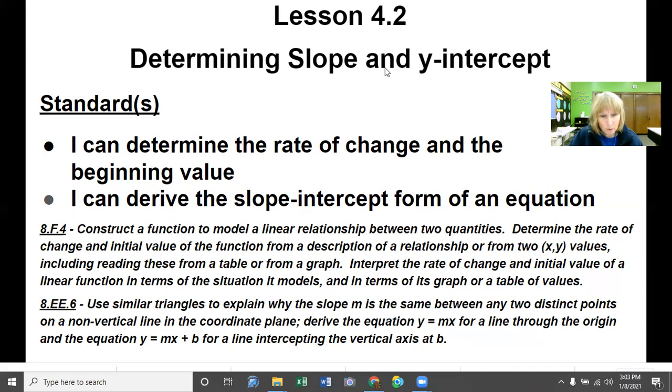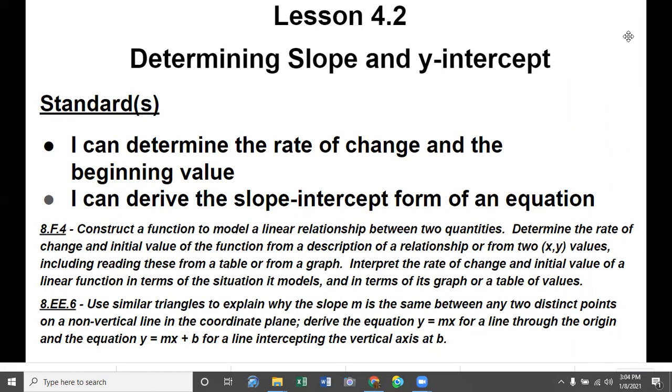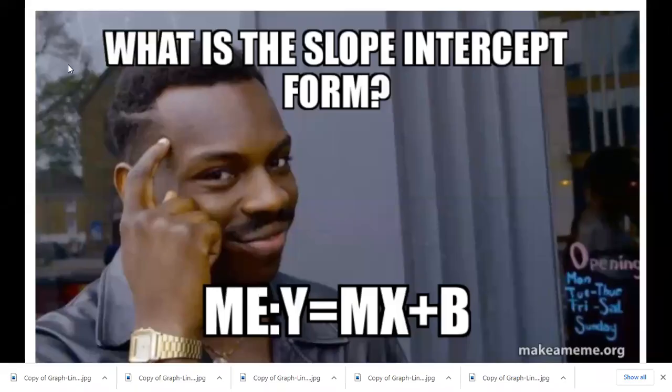EE6: use similar triangles to explain why the slope m is the same between any two distinct points. We're not going to worry about the triangle part yet. We're just going to worry about the slope on any non-vertical line in the coordinate plane, and derive the equation y = mx from a line through the origin and the equation y = mx + b for a line intercepting the vertical axis at b. So we're going to be talking today about the y = mx + b part. I'm going to minimize myself so you get the whole screen to yourself to see, and let's begin.